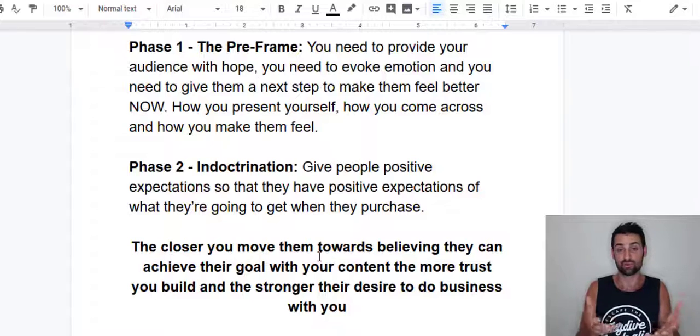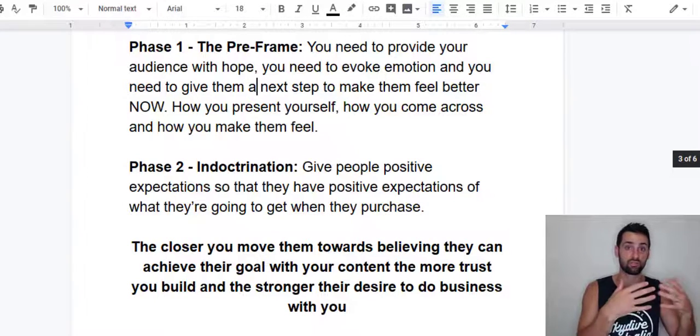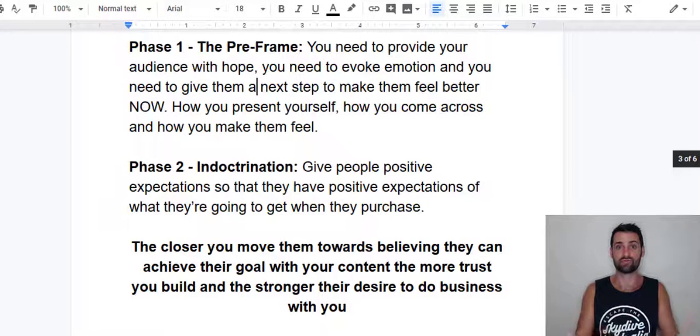So that's really your goal as an affiliate, and I'm going to talk a bit about this again later, but your goal as an affiliate is to get them to believe that they're actually going to be able to achieve their goal. Because if they can believe that, and it's just a matter of getting the right steps and the right guidance and the right mentor or product, they're much more likely going to purchase. So that's what the goal of these two phases is.